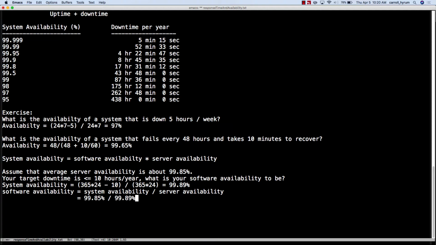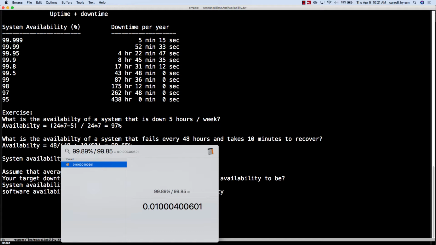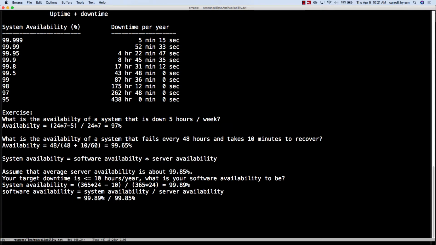No, the system availability is 99.89. Okay, good, thank you. I was like, no, hold on, my punchline's not working out here. Okay, so what does that equal? 1. Okay, let's times by 100. So to achieve this, we need 100.04%. What's wrong with that? Good luck.